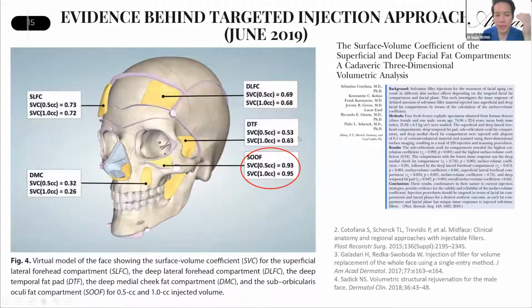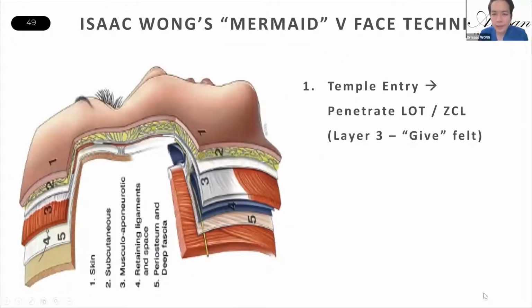The next would be the deep temporal fat. You can do it via a deep gunshot technique into the temple, and you can notice that it lifts up the lateral face and the jowls, and also gives you a clearer jawline. Now, a brief graphical guide on the temple entry.